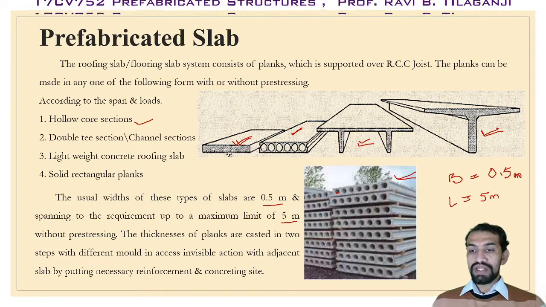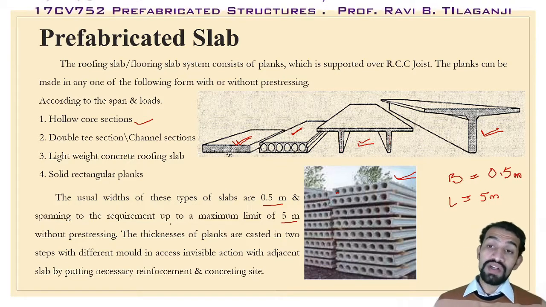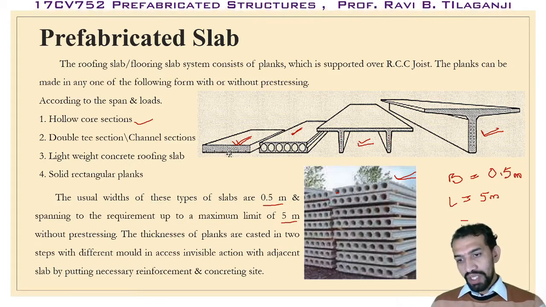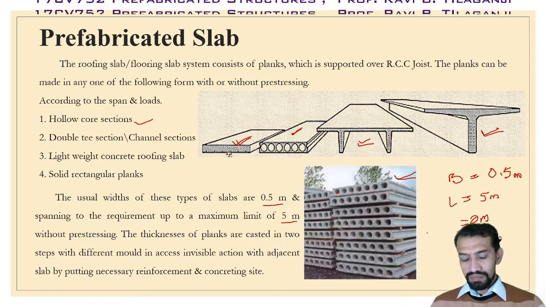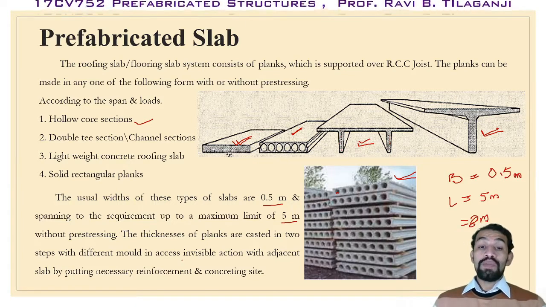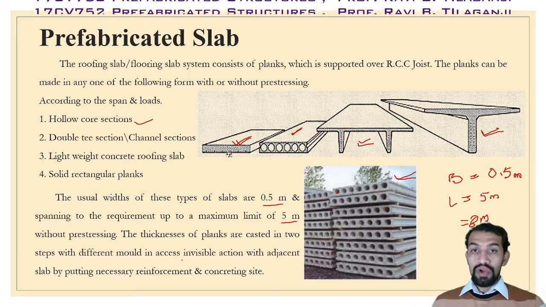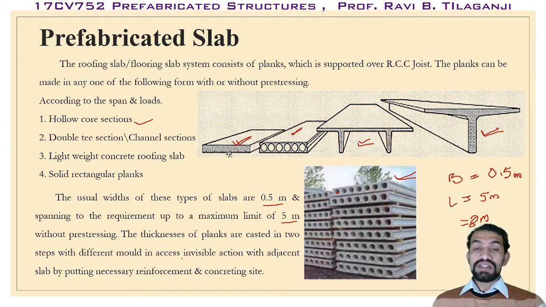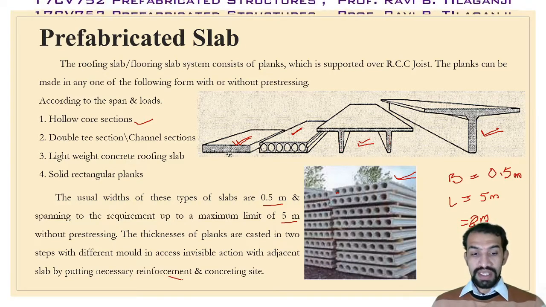This point is most important. Without prestressing, the thickness of the planks is limited; with prestressing the span may again increase. It may go up to 8 meters with prestressing. The planks are cast in two steps, with different modules, to achieve composite action with the adjacent slab by putting necessary reinforcement and concreting at site.